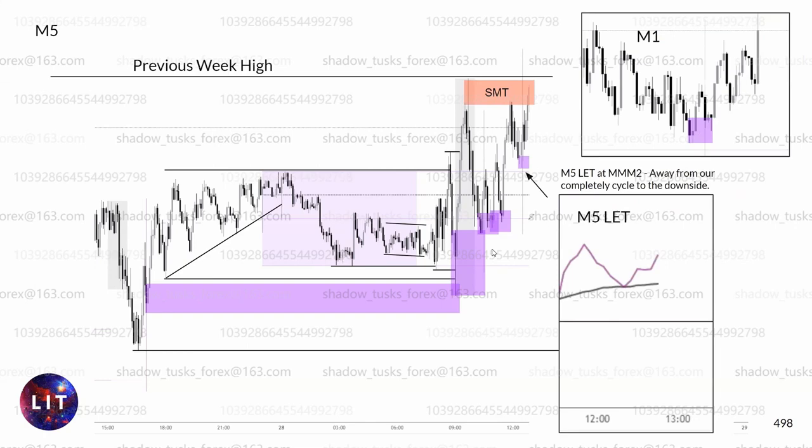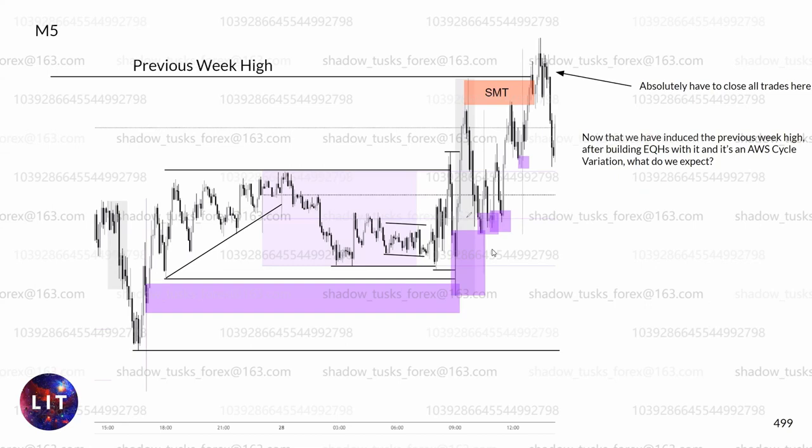Now, this is a little bit tricky, and again, this is more advanced, but you can see that we get a perfect M5 LET, MM2 away from our completed downside cycle. Potentially, this is a trade that you could take. This is just it on the M1. That's your M5 LET. That's your M1 mitigation. Where would you take that to? Yeah, exactly. Just take it to the highs. So let's see what we get.